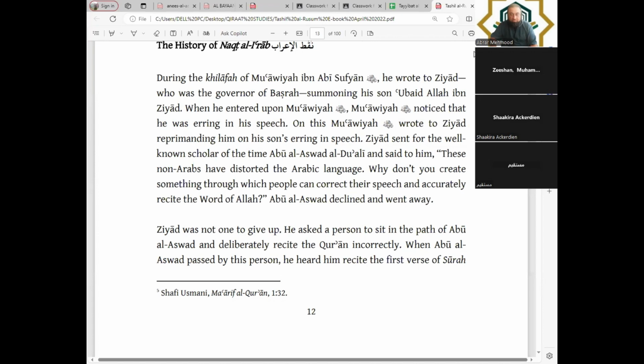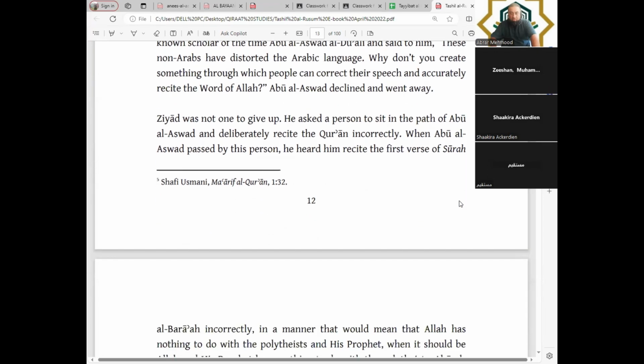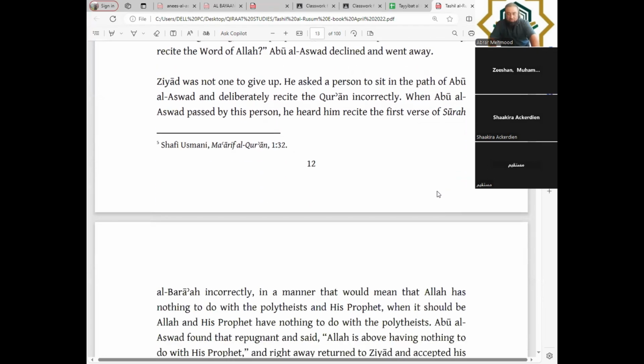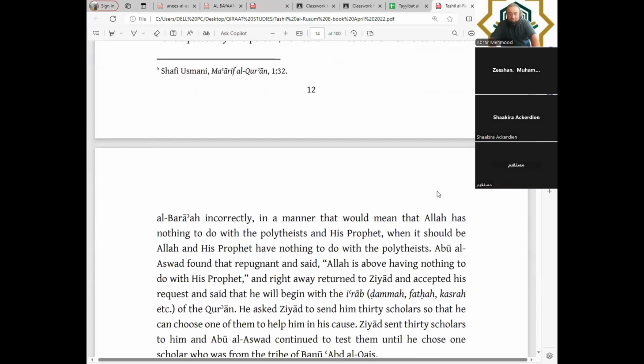Ziyad sent for the well-known scholar of the time, Abu Aswad al-Du'ali, and said to him, "These non-Arabs have distorted the Arabic language. Why don't you create something through which people can correct their speech and accurately recite the word of Allah?" Abu Aswad declined and went away. Ziyad was not one to give up. He asked a person to sit in the path of Abu al-Aswad and deliberately recite the Quran incorrectly.